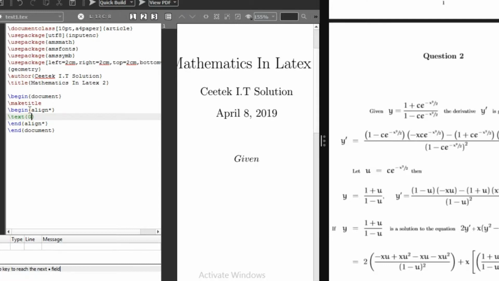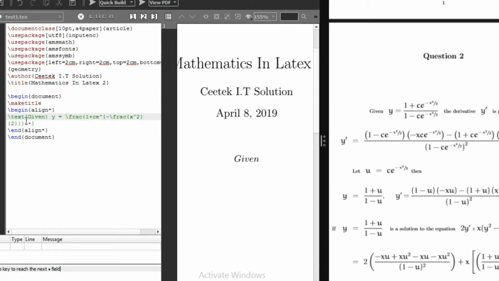We write given, and then our equation is y is equal to, then we have a fraction, so frac, the numerator is given by 1 plus ce to the exponent. Let's put that into the curly braces. We have discussed this already. If you don't know this, please refer to my other tutorials. The exponent is also a fraction, so we have another frac, and then we have x squared, and then the denominator is 2. We have a negative in front of the fraction, so I'll put that negative right here.